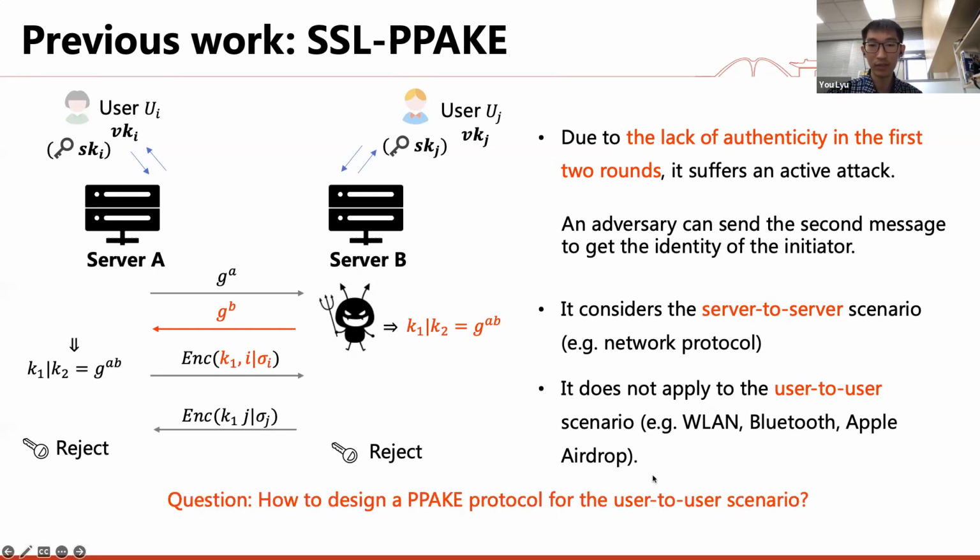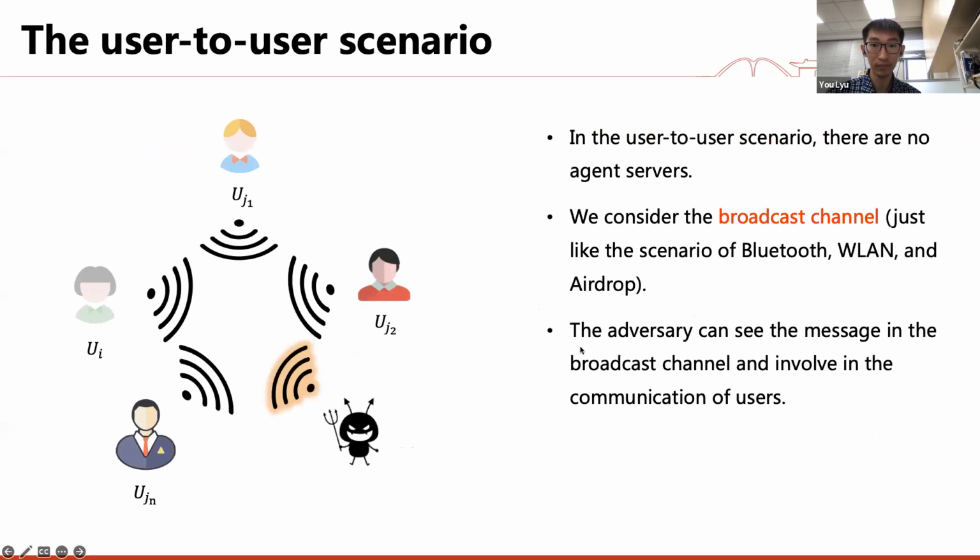Hence, a question is how to design a PPAKE protocol for the user-to-user scenario. In the user-to-user scenario, there are no agent servers. We also consider the broadcast channel, just like the scenario of Bluetooth, WLAN, and AirDrop. The adversary can see the message in the broadcast channel and involve in the communication of users.